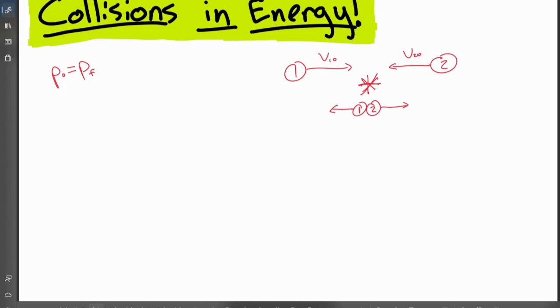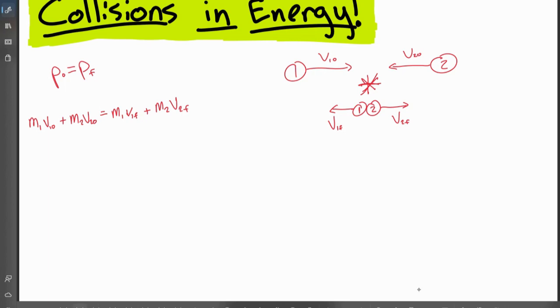So what's the initial momentum that this system has? Well, it's m1 v1 naught plus m2 v2 naught, everything that's moving. And then everything that's moving finally: m1 v1 final plus m2 v2 final. This is v1 final, and this is v2 final. There you go. That's a collision. That's what we've done with conservation of momentum.